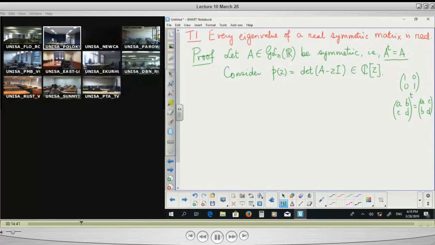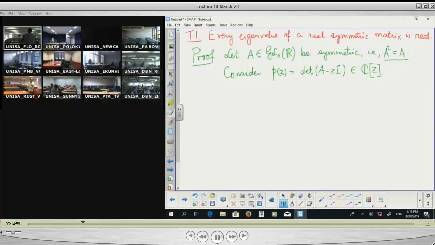Okay, thank you, sir. Now, consider this polynomial which I have defined like this, but I have allowed my variable z to take complex values. Now, this is a polynomial, obviously.